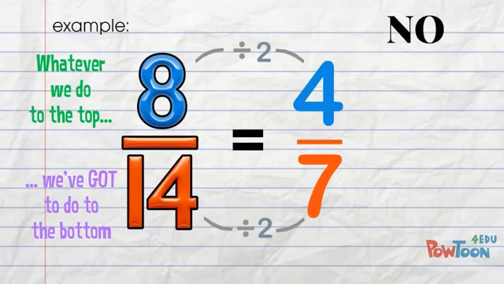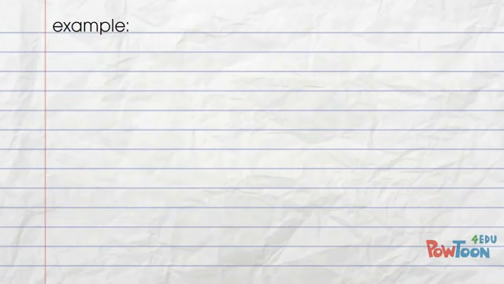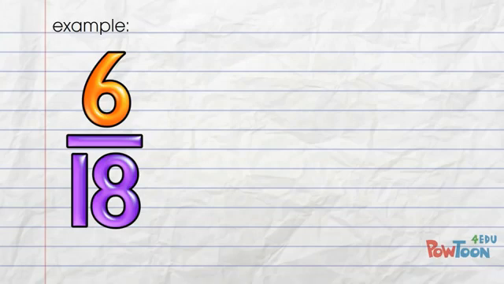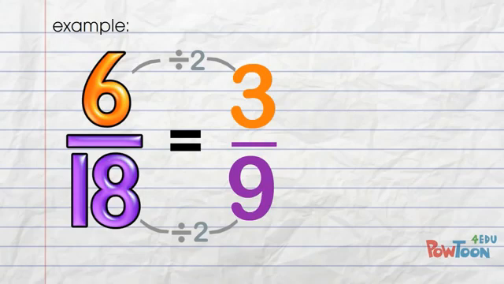And no remainders allowed. So in this next example, I could divide by 2 because these are even numbers. How many 2's in 6? 3 2's are 6. Over how many 2's in 18? 9 2's are 18. 3 over 9.